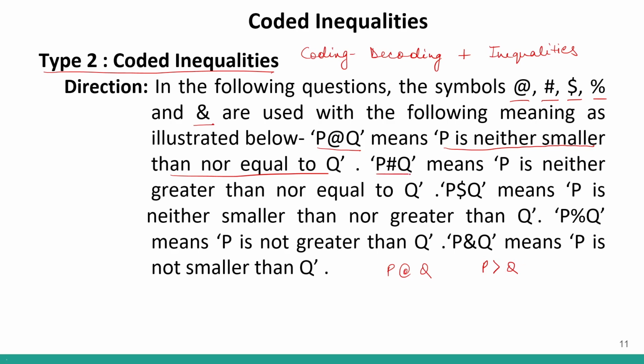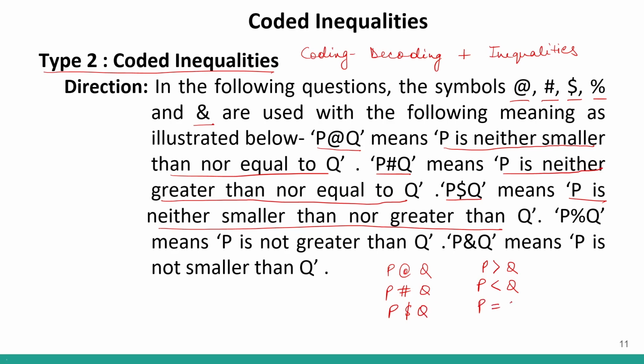Okay, p hashtag q basically means p is neither greater nor equal to q. So p is not greater and not equal, that means p will be smaller than q, correct? Because we have eliminated the possibility of p being greater and p being equal. Now, p dollar q means p is neither smaller nor greater. If you are neither small nor great, it means p will be equal to q, correct?